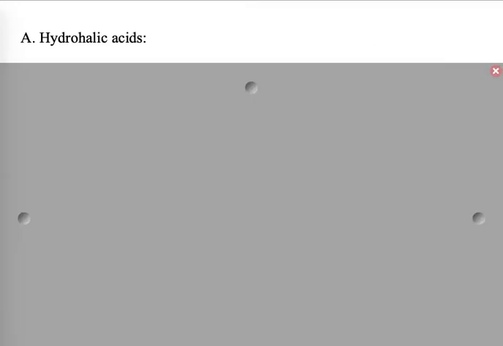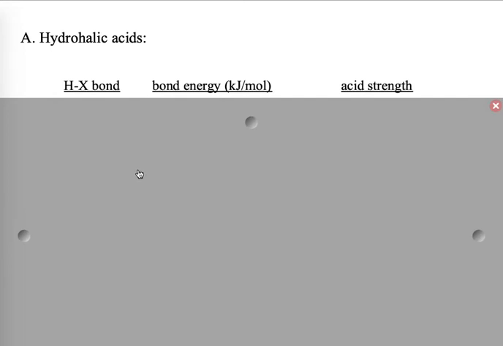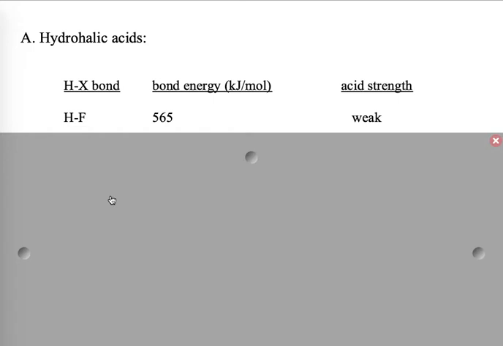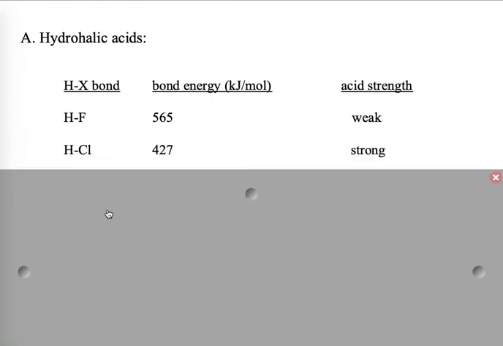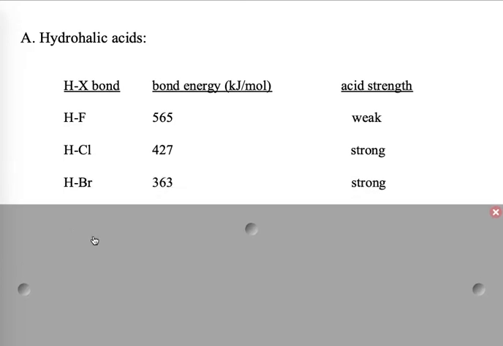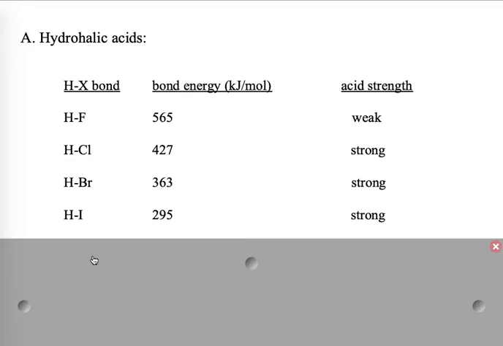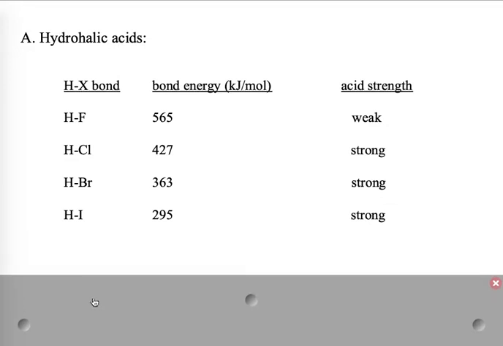So let's begin. Let's look at the four hydrohalic acids and compare the bond energy in the HX molecule to the qualitative strength of that as an acid when it's dissolved in water. HF has a bond energy of 565 kilojoules per mole, and hydrofluoric acid is a weak acid. The hydrogen-chlorine bond has an energy of 427 kilojoules per mole. Hydrochloric acid is strong. The HBr bond energy, 363, a strong acid. The hydrogen-iodine bond energy, 295 kilojoules per mole, also a strong acid.